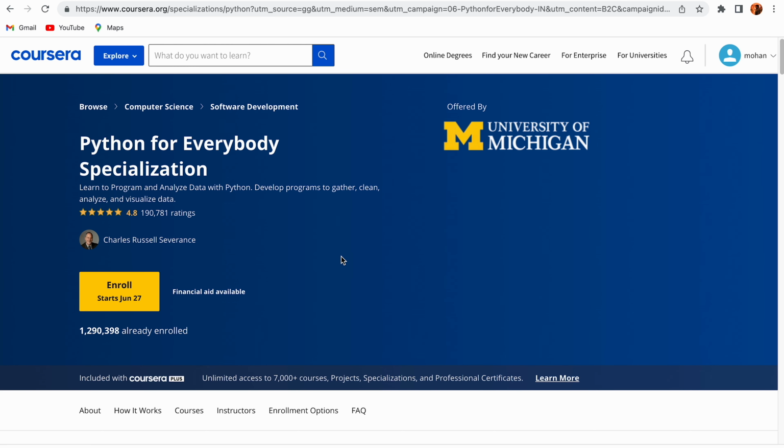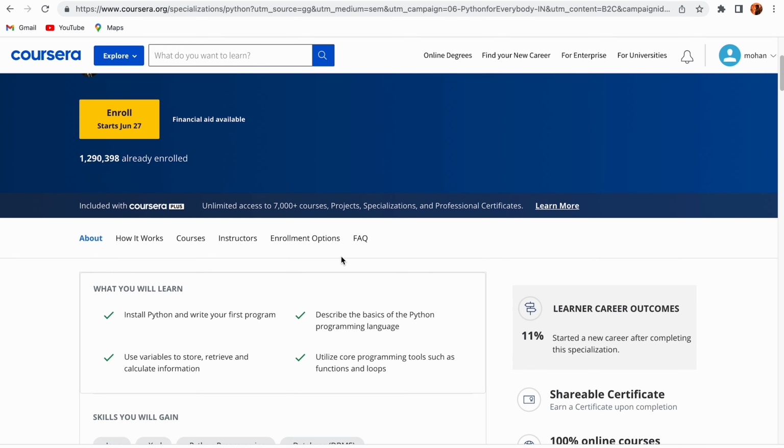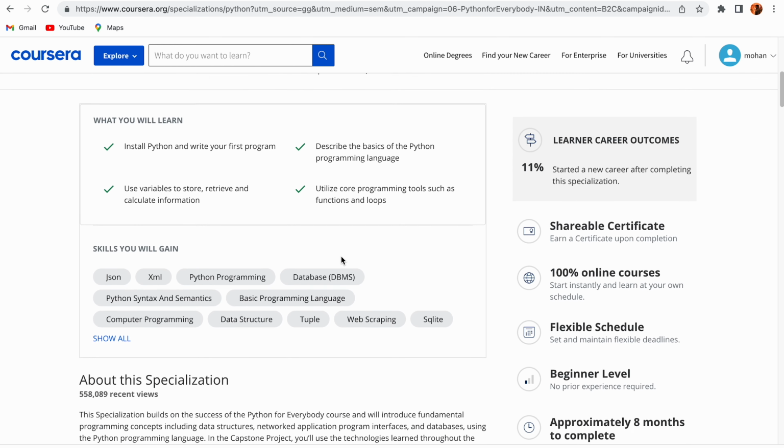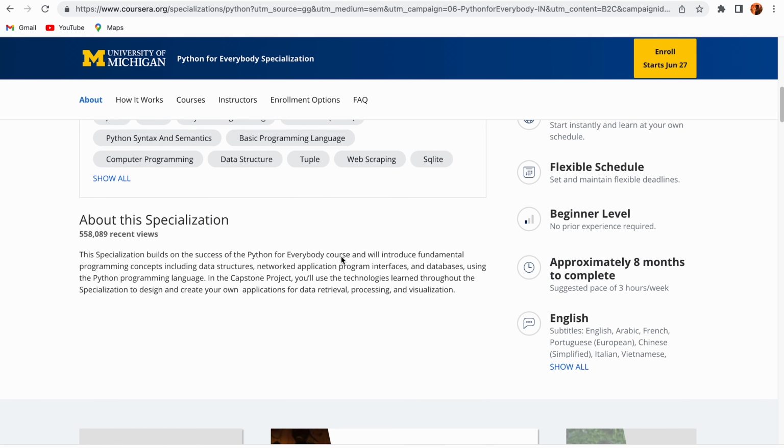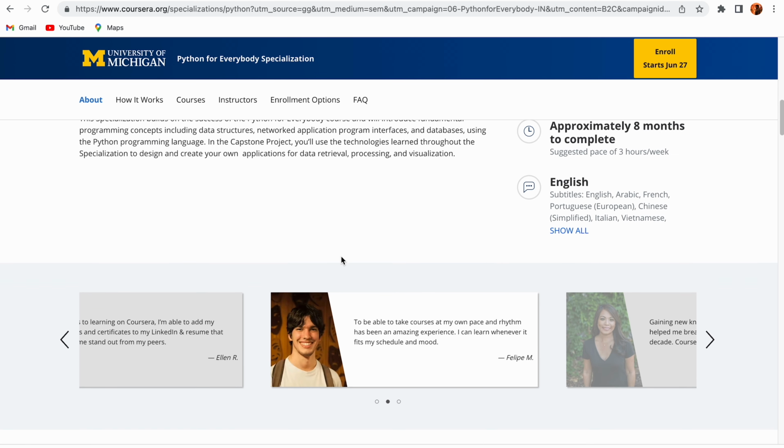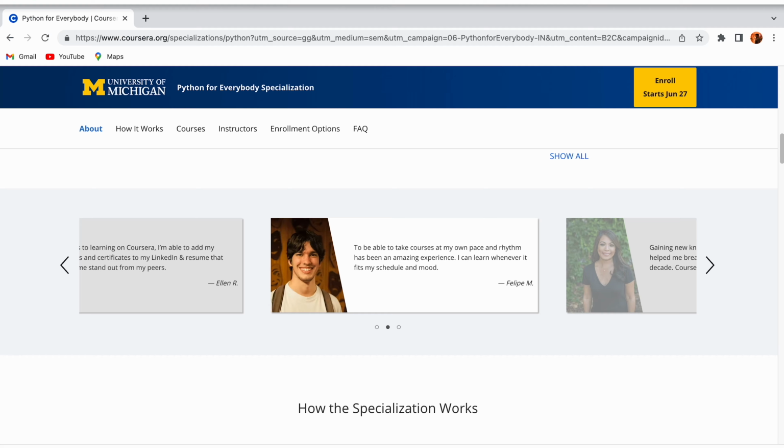One of the courses that I've recommended to a lot of people for learning Python is Python for Everybody Specialization by University of Michigan. This is created for data science in mind, and there are over 1 million people who have actually taken this course. So it's a very, very popular option, and people keep taking it because it does a wonderful job teaching Python.